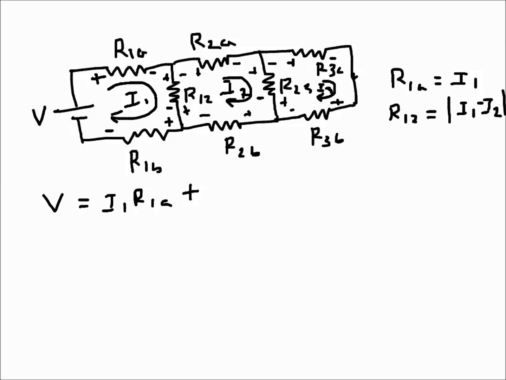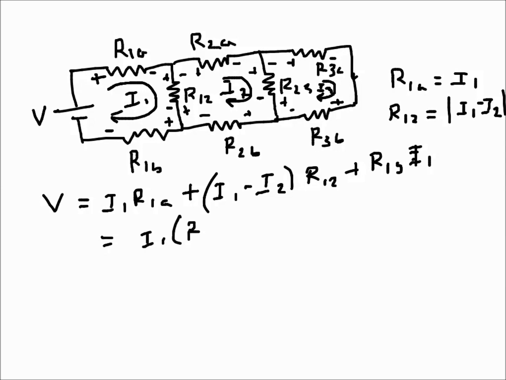Anyway, for this one it will be I1 minus I2, since I1 is downwards and that one is upwards, I2. And the third one is R1B multiplied by I1. So basically it is something like that: R1A plus R1B plus R12, and then minus I2 R12. Similarly for the second loop, there is no EMF, so on the left hand side I just write 0.